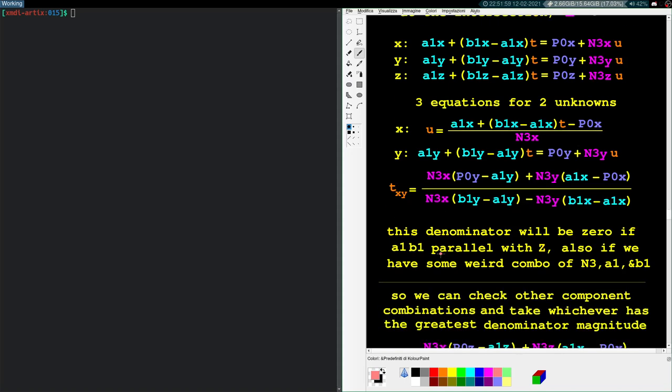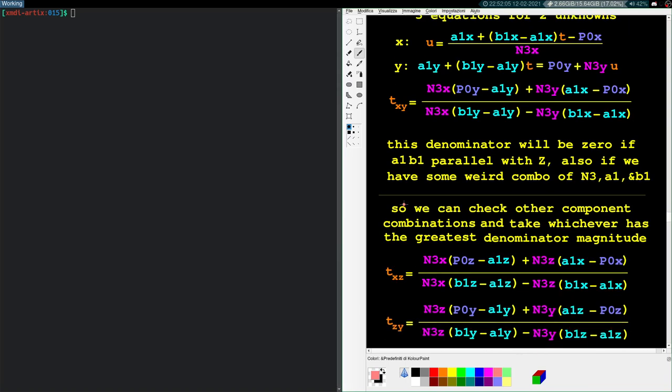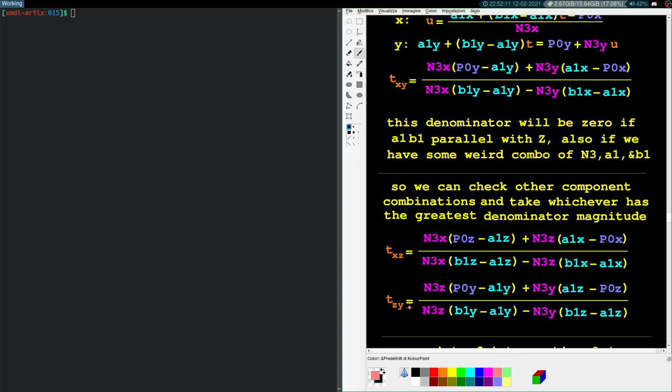So basically what you do is you can calculate not only t from x and y equations, but you can also calculate t from the x and z equations and the z and y equations. And then you don't solve the t values, you calculate the denominator values first. Sorry. So basically, you pick whichever t, so txy, txz, or tzy, has the greatest value of the denominator, or sorry, I should say denominator magnitude.